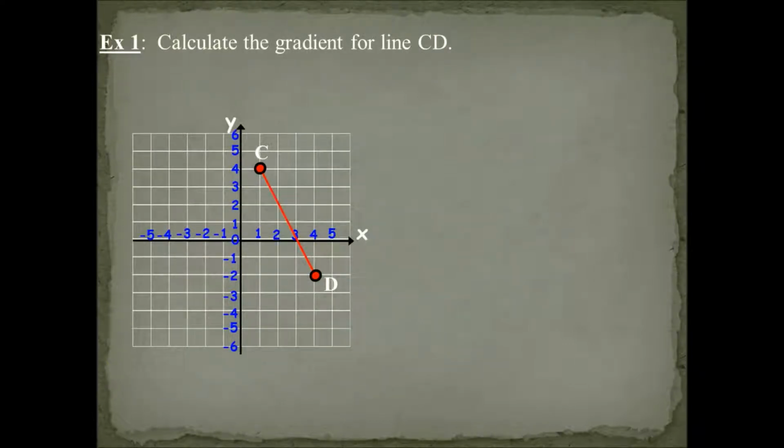So, calculate the gradient for line CD. This is a wee example for you to try. At this point, I'm going to use coordinate C and coordinate D, but you're free to pick any that lie on the red line. I'm going to use (1, 4) and (4, -2). The key thing is, whichever one you label 1 doesn't matter, whichever one you label 2 doesn't matter, as long as you're consistent. If you've chosen (1, 4) to be the second coordinate, the x2 must be 1 and the y2 must be 4. You can't have the x2 being 1 and the y2 being -2 in the other coordinate. That doesn't work. The gradient formula will fail if you do that.